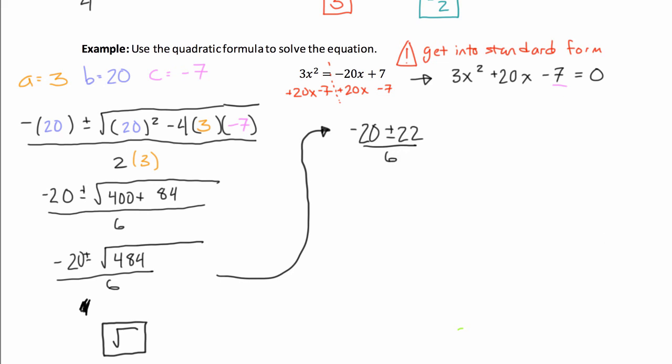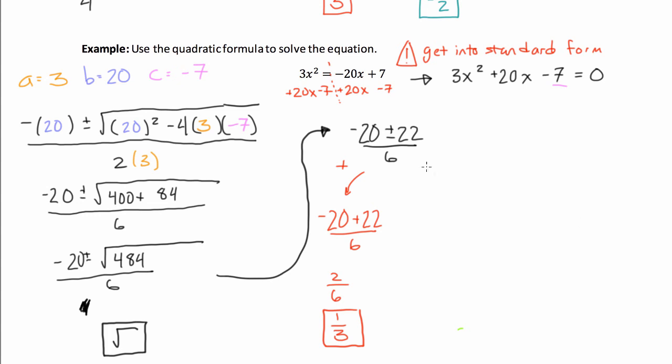And then I'm going to have exactly the same thing I had previously. This breaks into two problems. Let's look at the plus option over here. I have negative 20 plus 22 over 6. And that gives me 2 over 6. And that simplifies to 1/3.